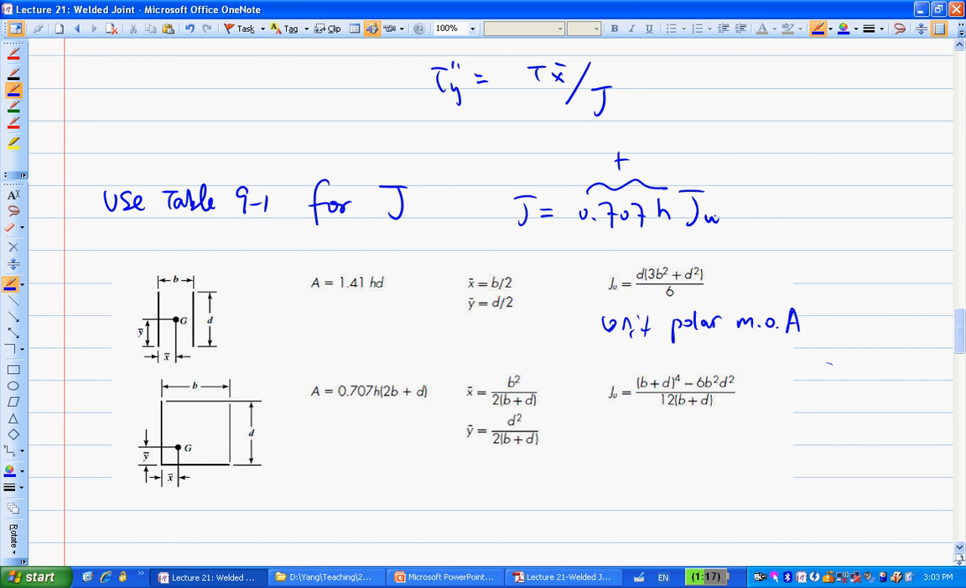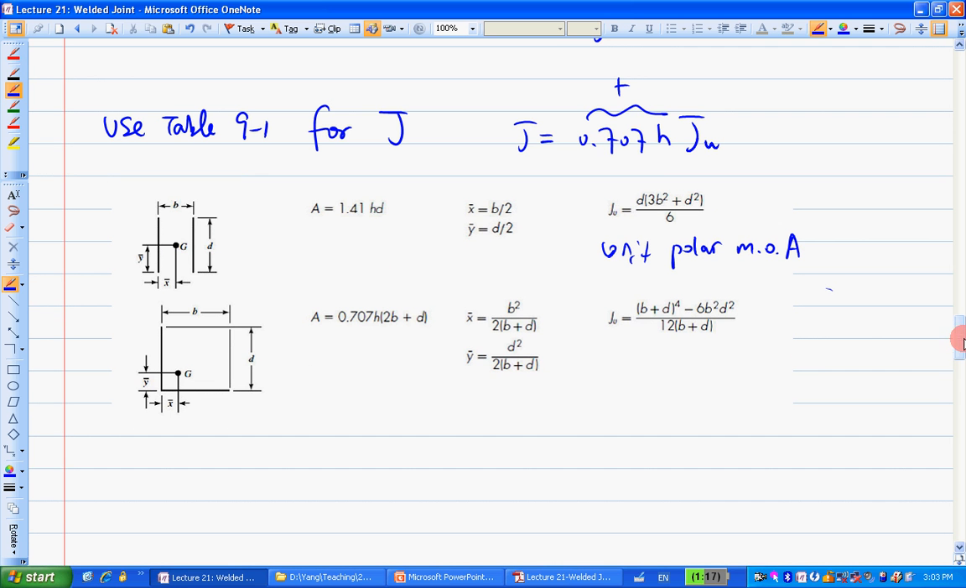Is that good? Yeah. So be careful with this thing here. Every time I see different mistakes being made in terms of using this table right here. Okay, that's J. And this table also tells you the total throat area. This A here is the total throat area.